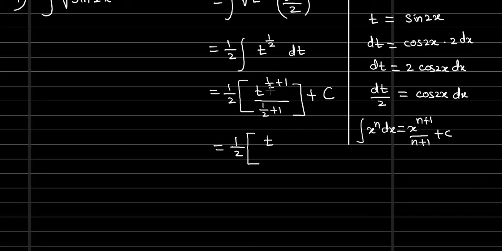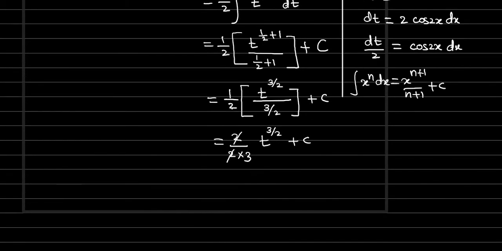So what is the LCM? 2. So this 1 will become 2 by 2. Next, 1 plus 2 is 3, so 3 by 2. So 1 by 2 plus 1 is how much? 3 by 2. In the denominator also the same 3 by 2, plus c. The denominator goes to the numerator, so 2, and this 2 and 3 we can combine together: 2 into 3. So t power 3 by 2 plus c. So this 2 cancels. We have 1 by 3.